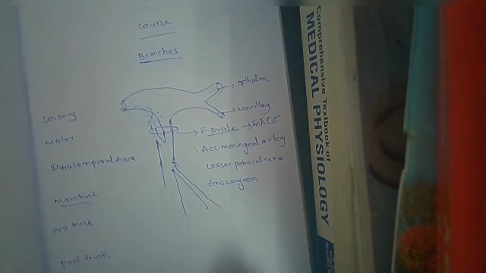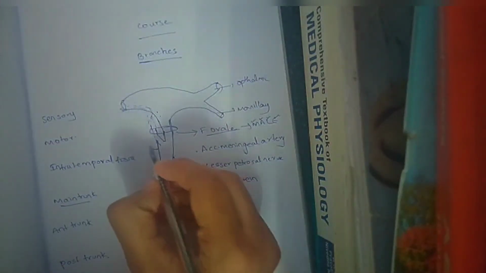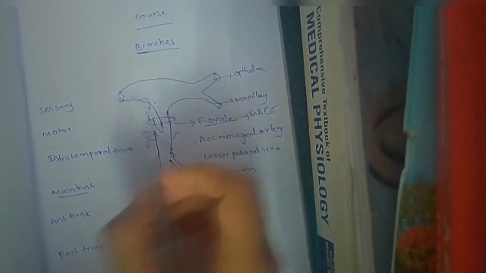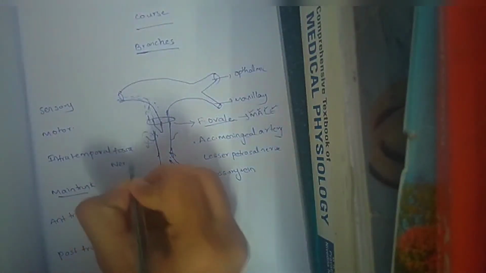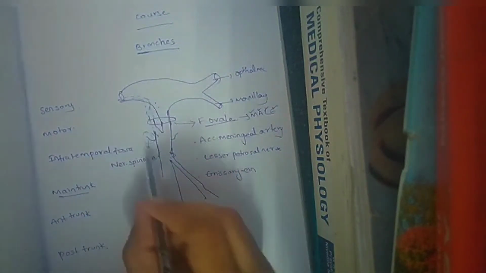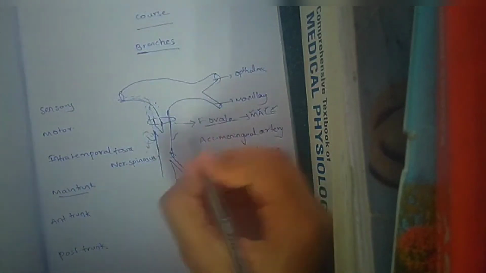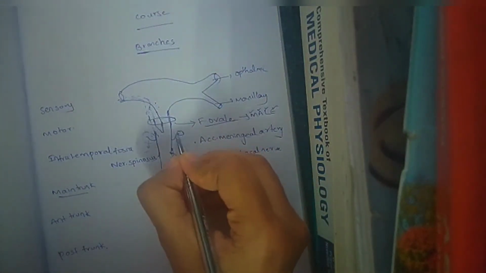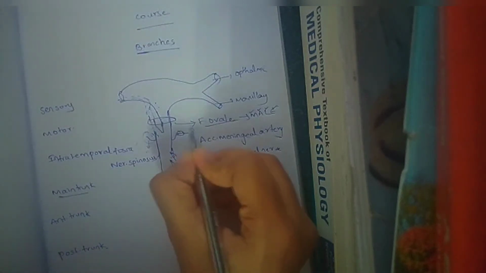Branches from the main trunk are the meningeal branch and nerve to medial pterygoid. Meningeal branch is also known as nervus spinosus because it passes through the foramen spinosum. Nerve to medial pterygoid passes through the otic ganglion without relay and supplies three muscles.